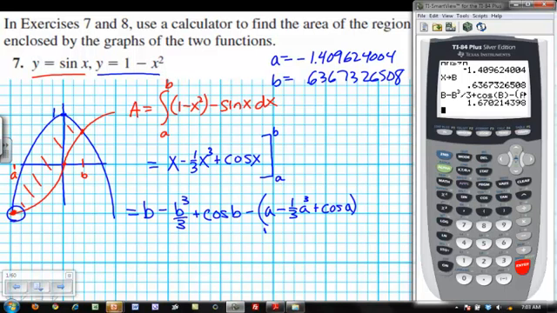And I get 1.670. And since this is my final answer, I'll present that rounded to 3 decimal points. And there's problem number 7.